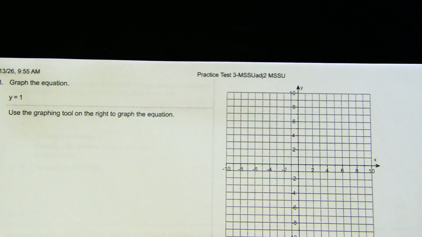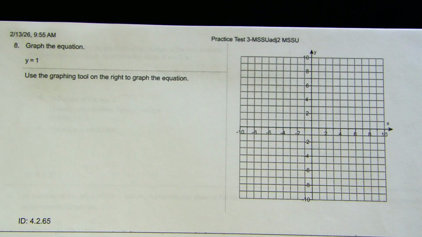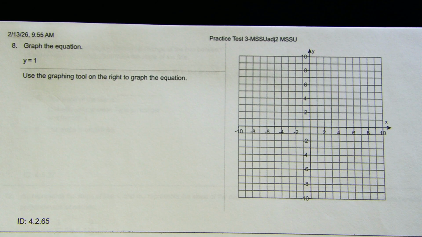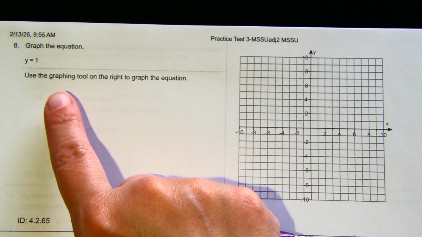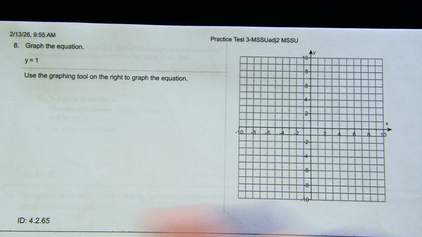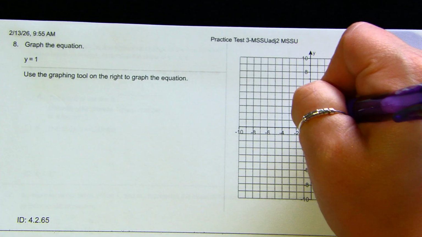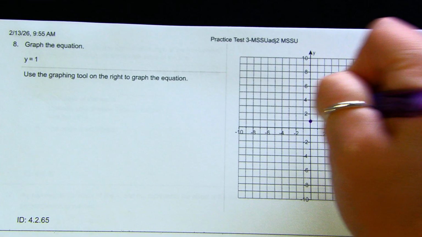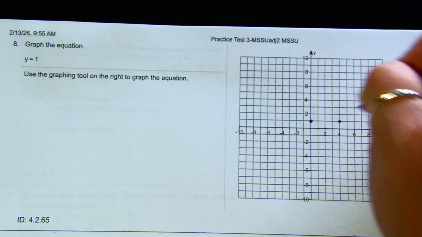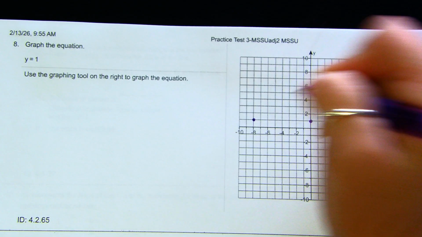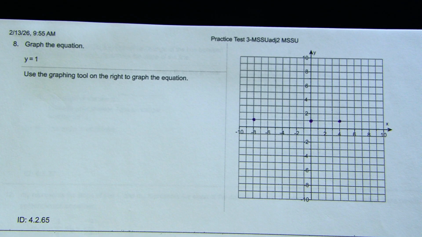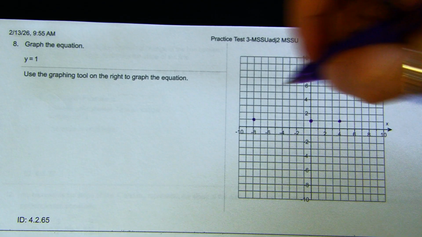So when x is 0, y is 1. When x is 4, y is 1. When x is -8, y is 1. This is our horizontal line. So when you graph it on Pearson, you only need 2 points, and they just all need to have a y value of 1. It doesn't matter what x values you choose. So don't make it harder than it needs to be. That's all we're doing.